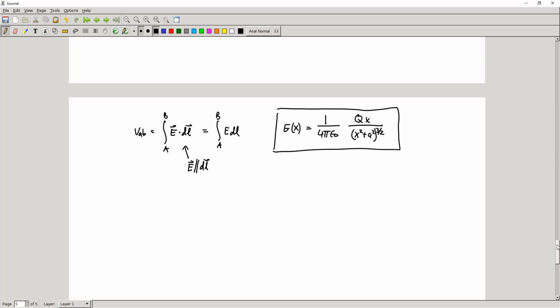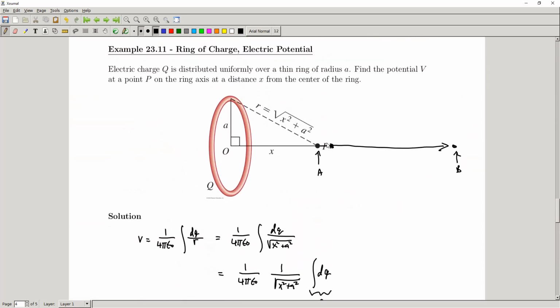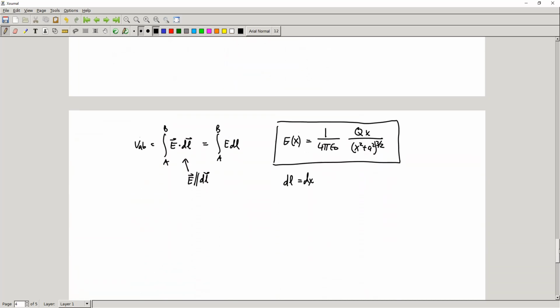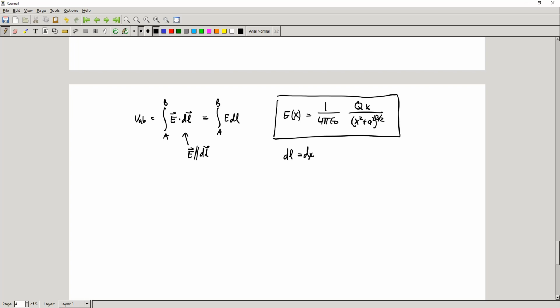And what is our dl? Well, our dl is just going to be dx now, right? We're just integrating along this axis, so every little chunk of line segment is just giving us a little step in the x direction. A little dl is a little dx. So if we substitute both of these values into the integral, what do we end up with? We end up with basically this.